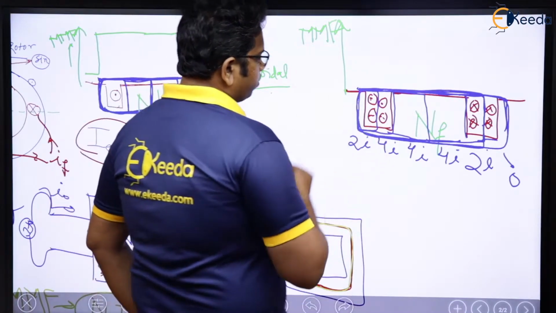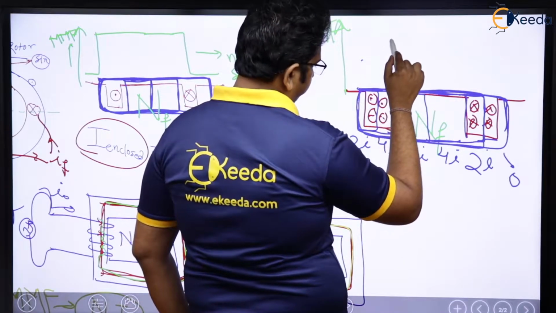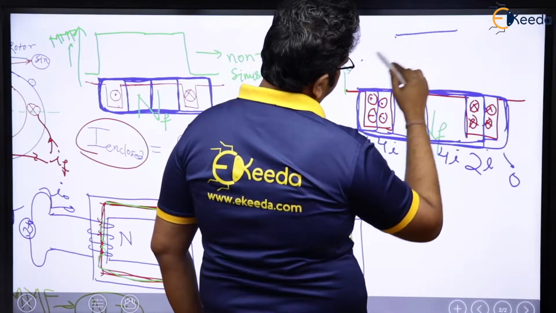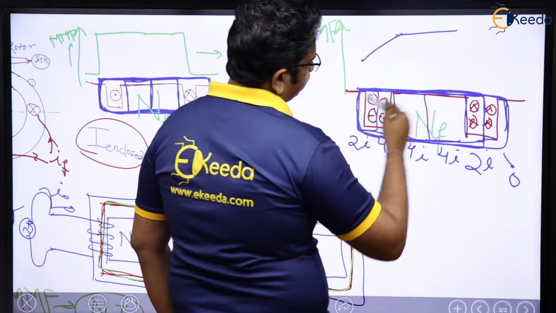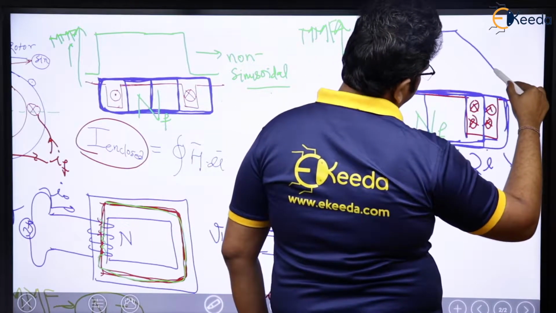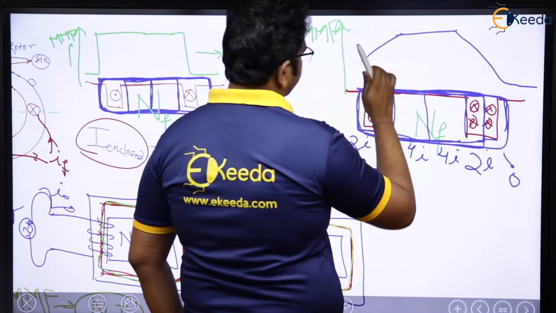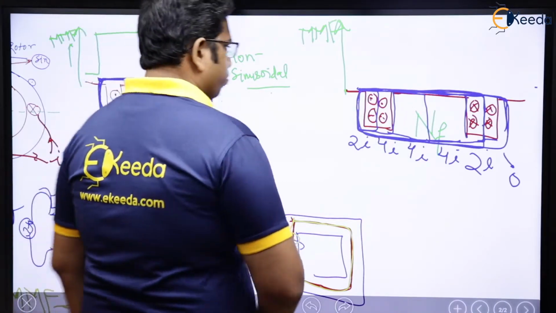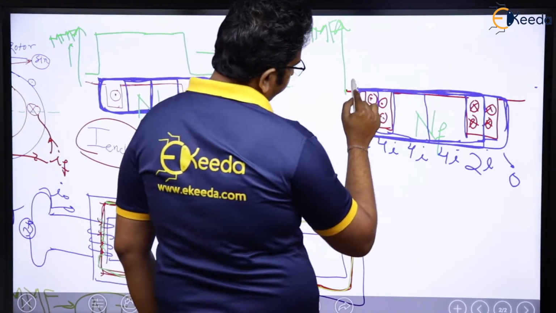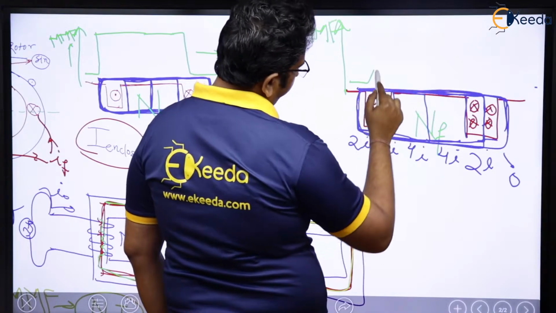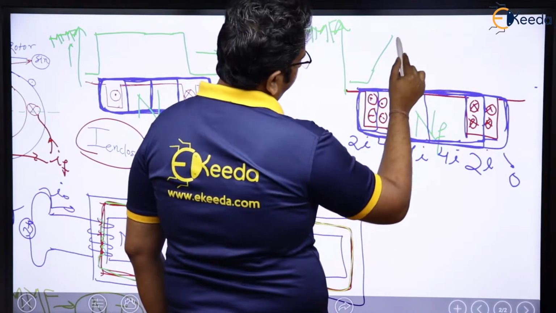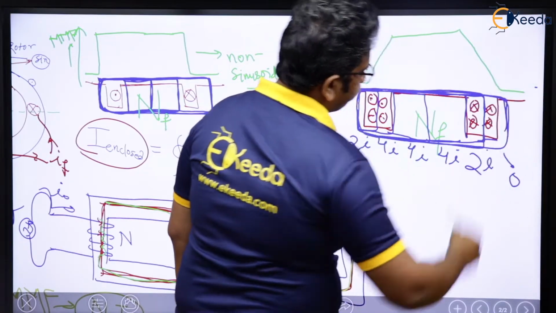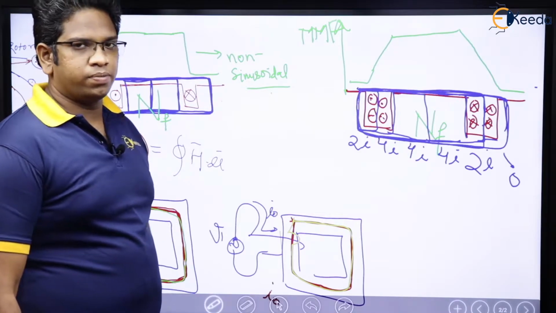So how is the wave going to be there? 2, 4, 4. See here, from 2 to 4 increasing, and then again 4 to 2 decreasing, and then we have 0. Let me draw it with green. So here this is 2, and here this is going to be 4, and then this is constant, and then this is again 4, 2, 0. I hope it is clear, right?